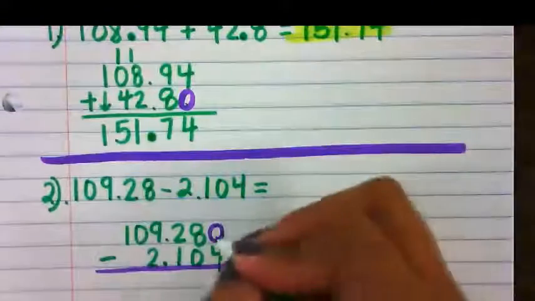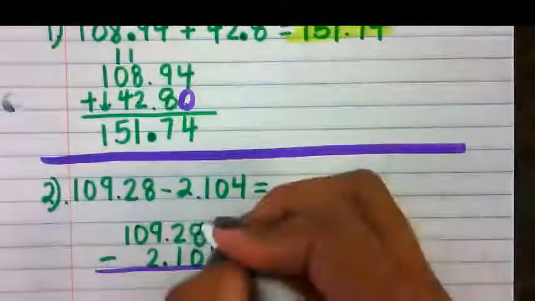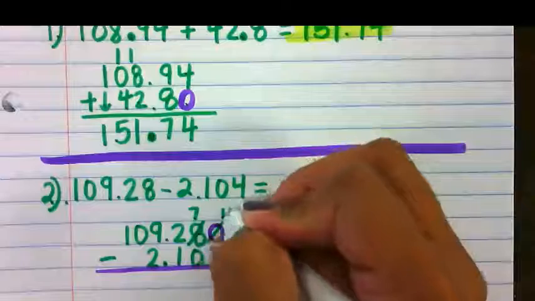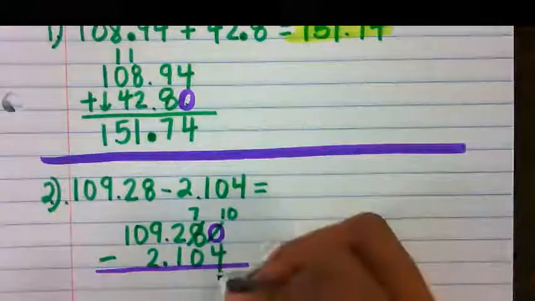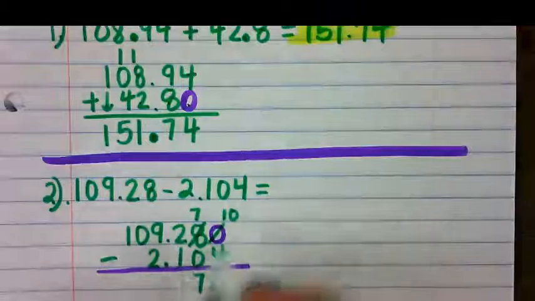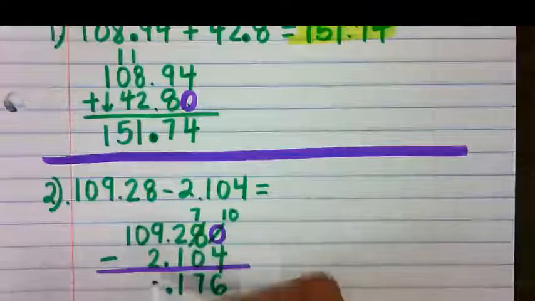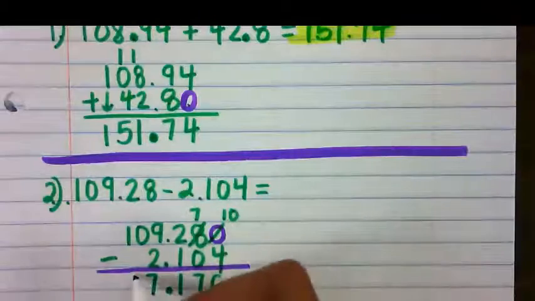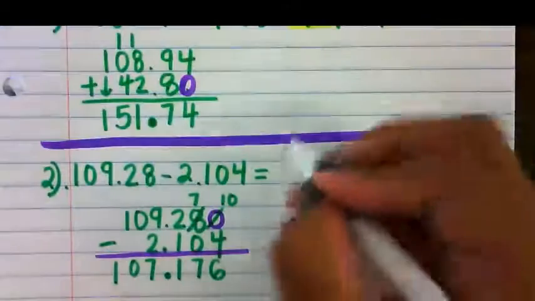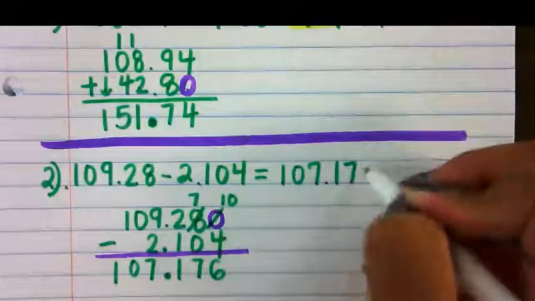All right. Now 0 minus 4. Can't do that. So I need to borrow. I'm going to borrow from the 8, make that a 7, and make this 0 a 10. So 10 minus 4 is 6. 7 minus 0 is 7. 2 minus 1 is 1. Bring down the decimal. 9 minus 2, 7. Bring down my 0 and my 1. Leaving me with the answer, 107.176.